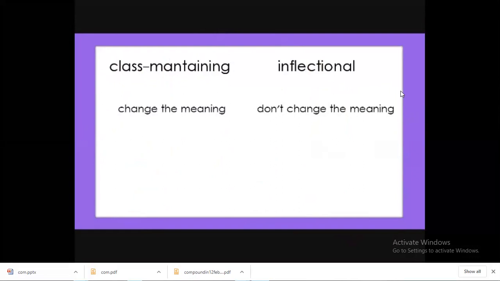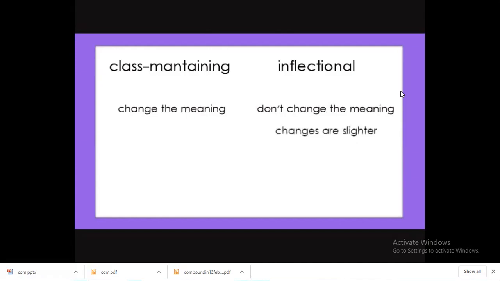They might have a rule function to express either plural or possession or comparison, but the changes made by inflectional morphemes are slight. They are important, of course, because otherwise they wouldn't exist, but the changes are slighter than the changes made by any derivational morpheme.